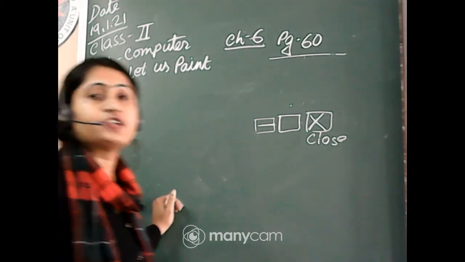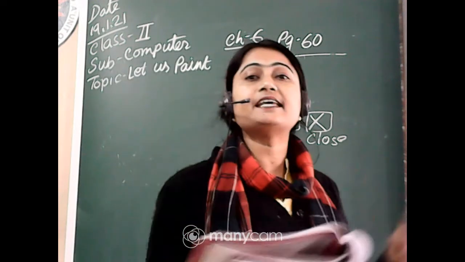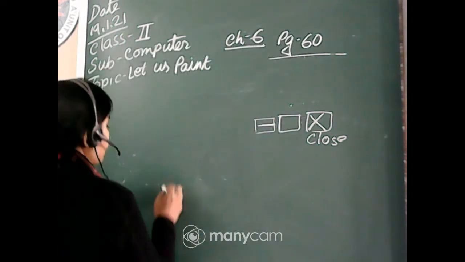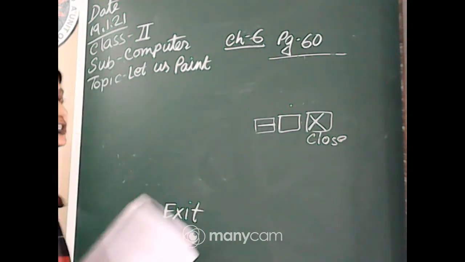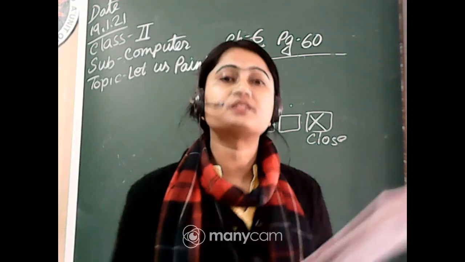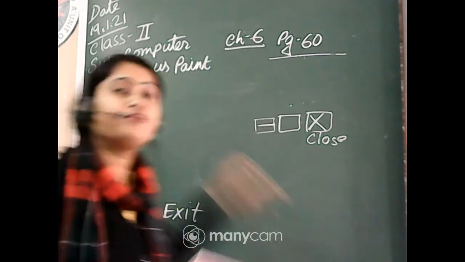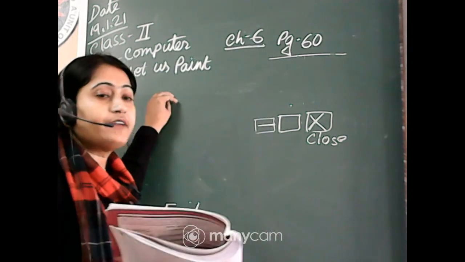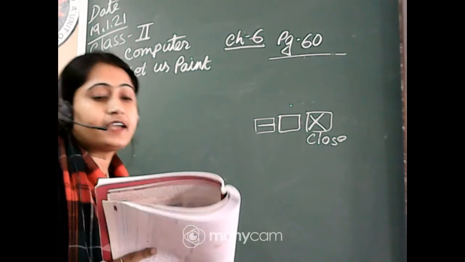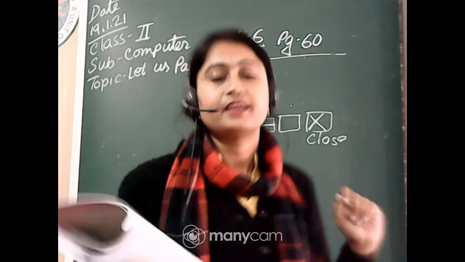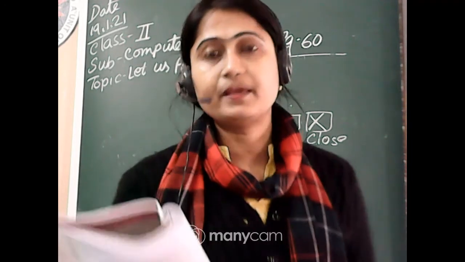There is the option exit. If you want to save and exit, EXIT. You can use this option under the file tab to close the drawing. Click the file tab, and under the file tab there is the option exit. You just click the exit option, then your drawing will be closed.